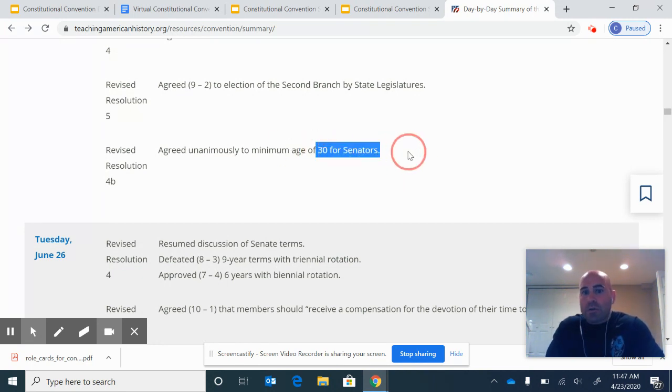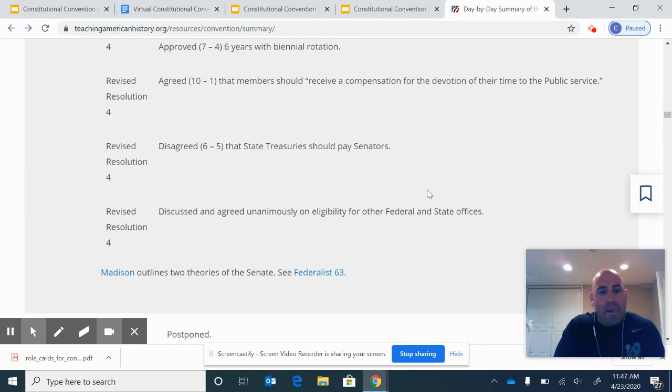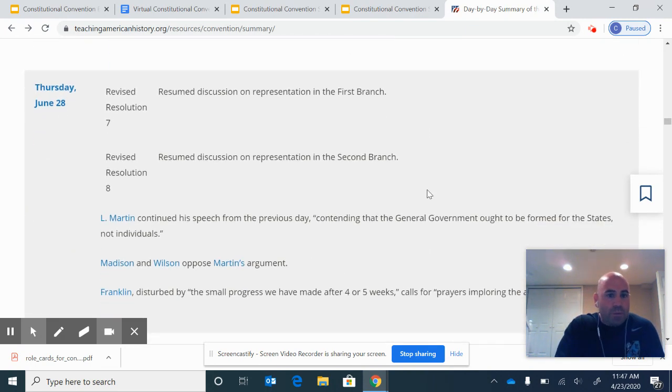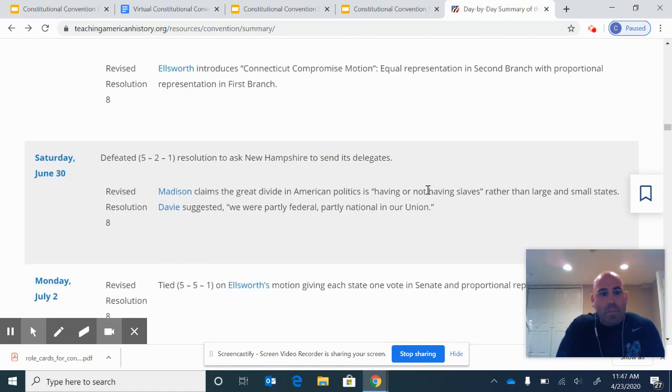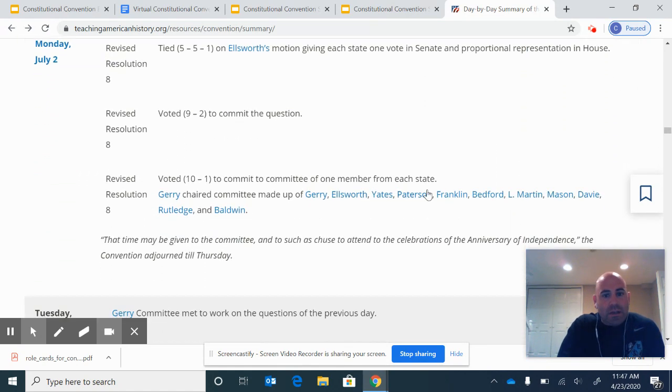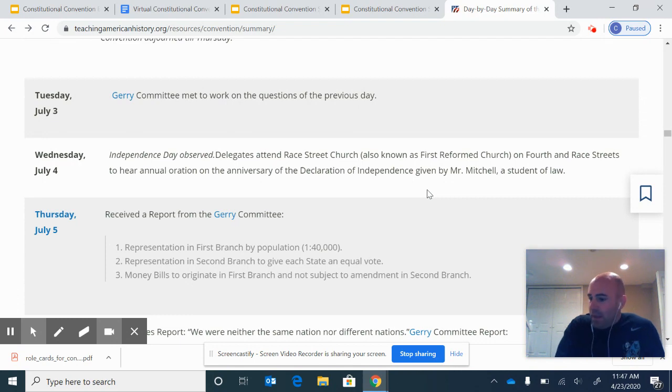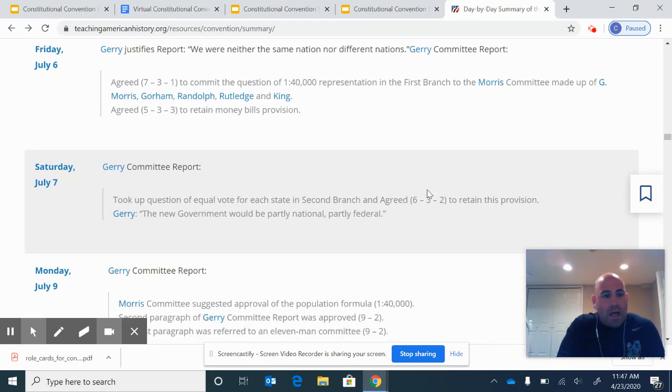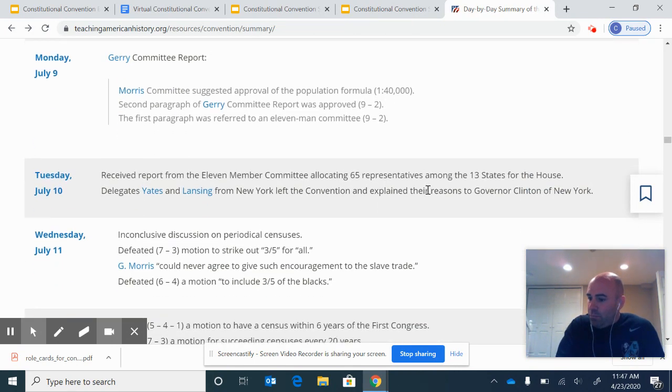These are things that matter even today. You have to be 30 years or older to be a senator. That was decided in 1787. They agreed upon it then. I'm going to scroll through. They postpone, they delay, more people show up. Eventually, we have 55 delegates in all that are here. And we get to July 11th.